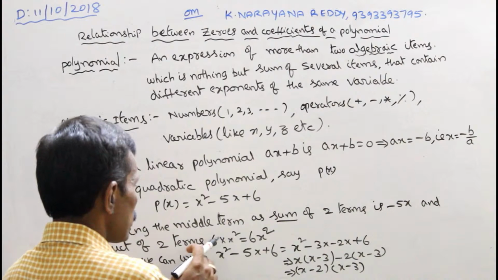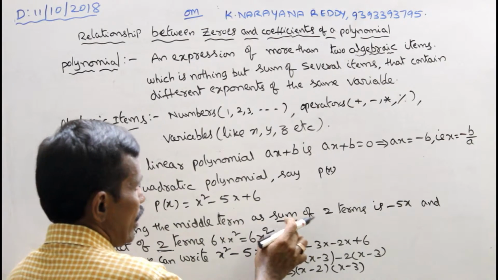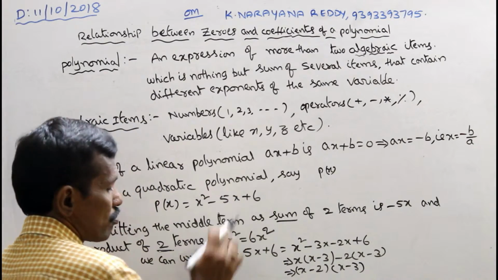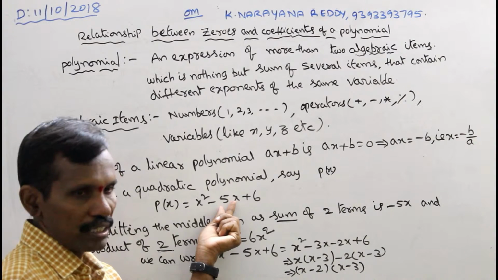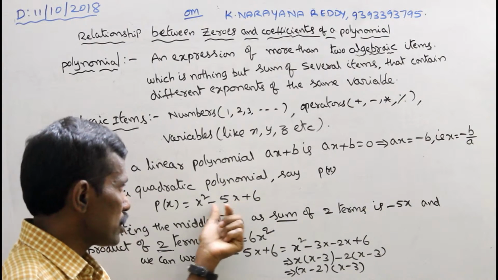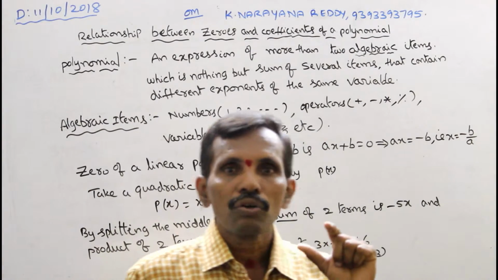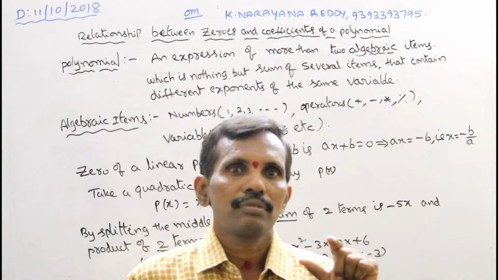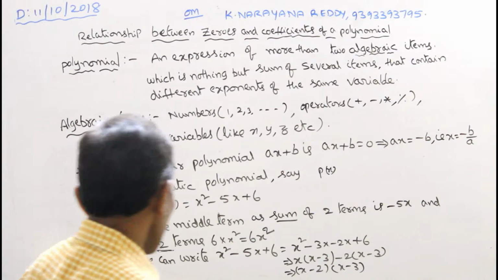And product of 2 terms is 6x square, and sum of 2 terms is minus 5x. Sum or subtraction is this one, the middle term, and product of 2 terms is 6x square, this one. That is the condition for solving a quadratic expression. Yes or not? Already told in some past videos.